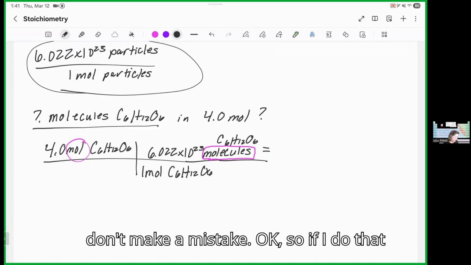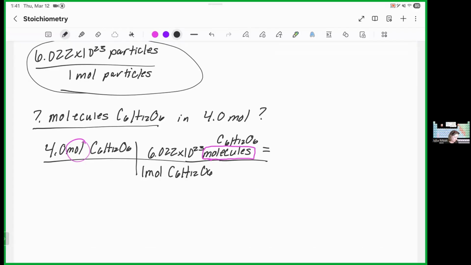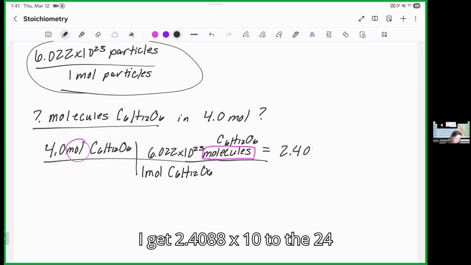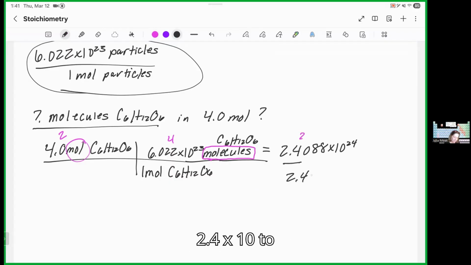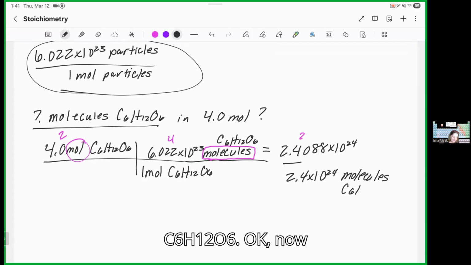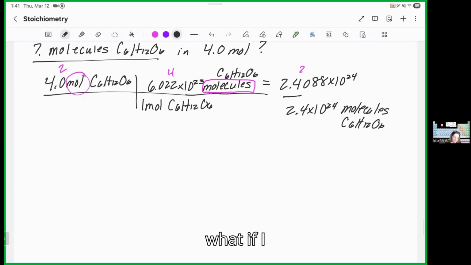Okay, so if I do that math, I get 2.4088 times 10 to the 24. And I've got 2 sig figs here and 4 here, so I'm going to go with 2 in my answer. So 2.4 times 10 to the 24 molecules, C6H12O6.